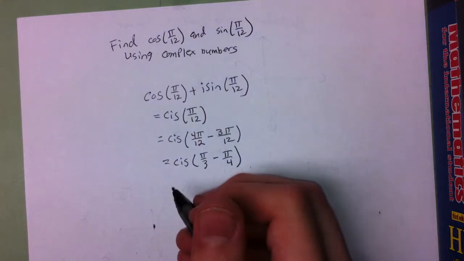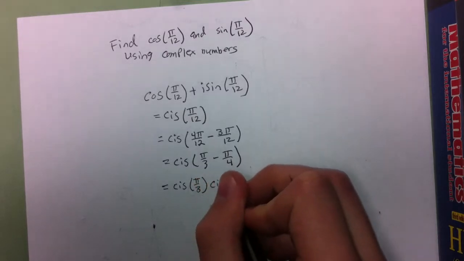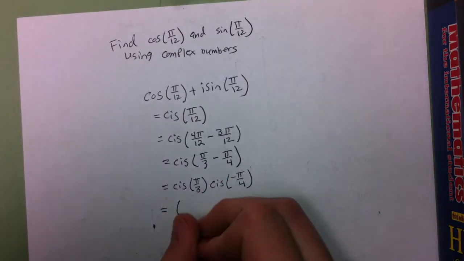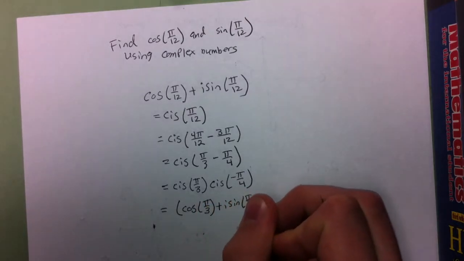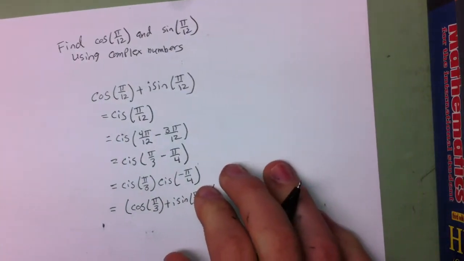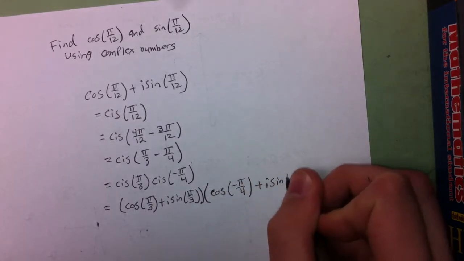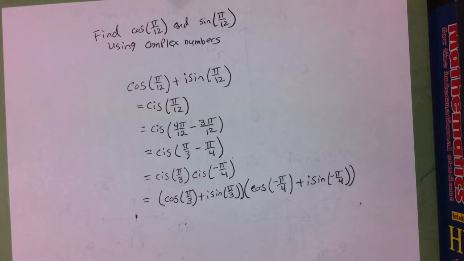So then this will further get broken up into cis of pi thirds times cis of negative pi over 4. So then all we're going to do is expand this to cosine of pi thirds plus i sine of pi thirds multiplied by cosine of negative pi fourths plus i sine of negative pi fourths. So then next I'm just going to plug in all of these values for cosine and sine, and then factor and simplify it some.